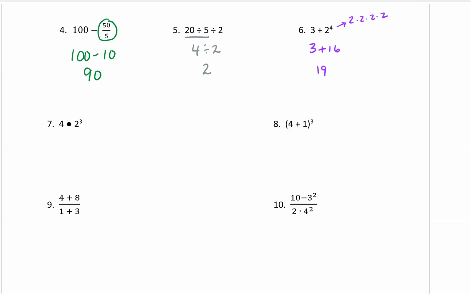Number 7, 4 times 2 cubed. Exponents need to be calculated first. 2 to the 3rd is 2 times 2 times 2. 2 times 2 is 4. 4 times 2 is 8. So this is 4 times 8. 4 times 8 is 32.